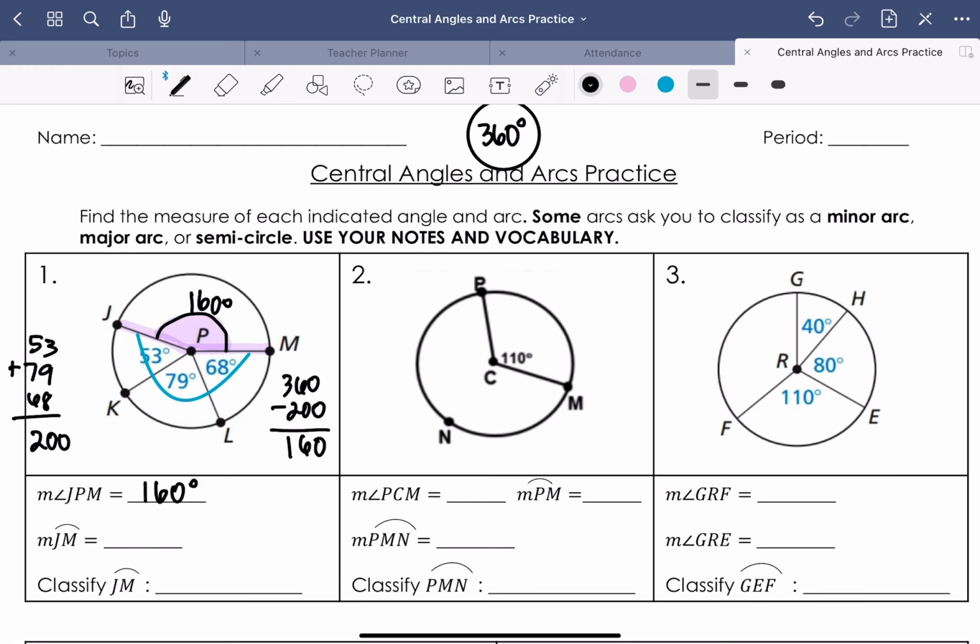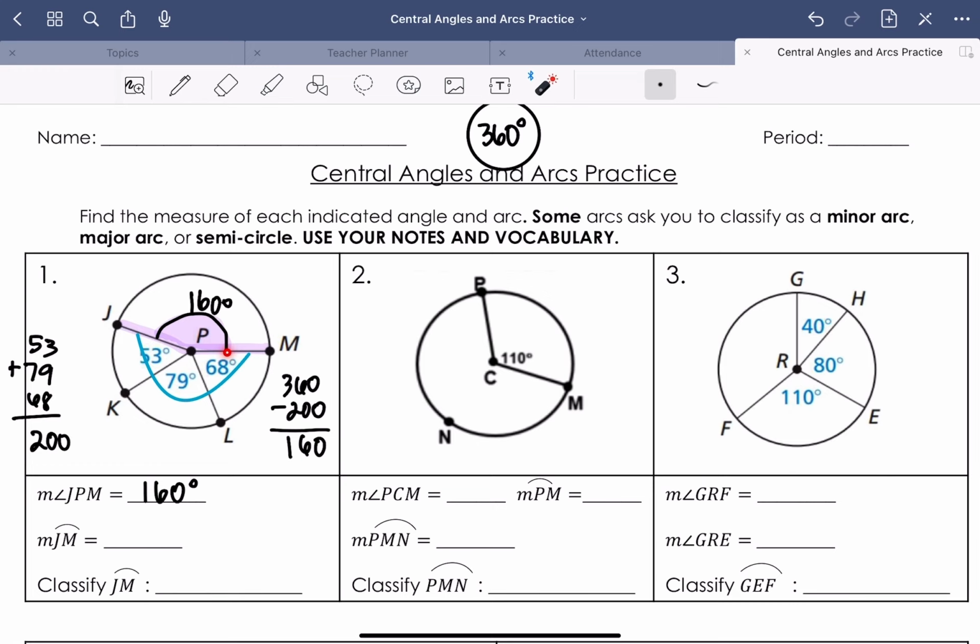Okay, and now it's asking me for the measure of arc JM. Remember, the arc is part of the circle. It's on the circle, it's not inside the circle. And this is when we remember that when you have a central angle, when your angle is in the center of the circle right here, then the measure of the arc is equal to the measure of the angle.